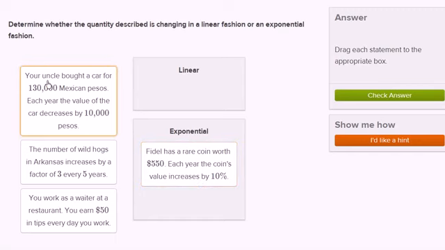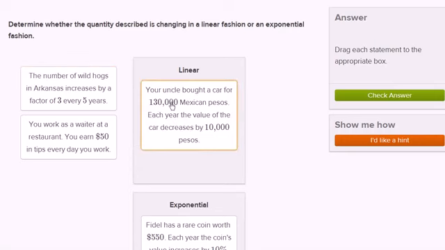Your uncle bought a car for 130,000 Mexican pesos. Each year, the value of the car decreases by 10,000 pesos. So here, we're not multiplying by a factor. We're decreasing by a fixed amount. 1 year goes by, we're at 120,000. 2 years go by, we're at 110,000. So this is definitely linear. It can be described by a linear model.